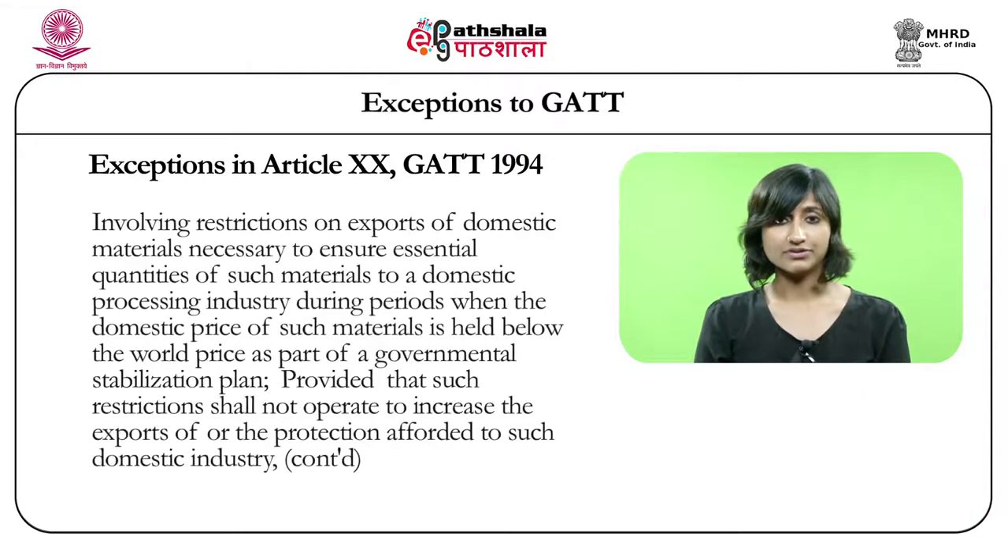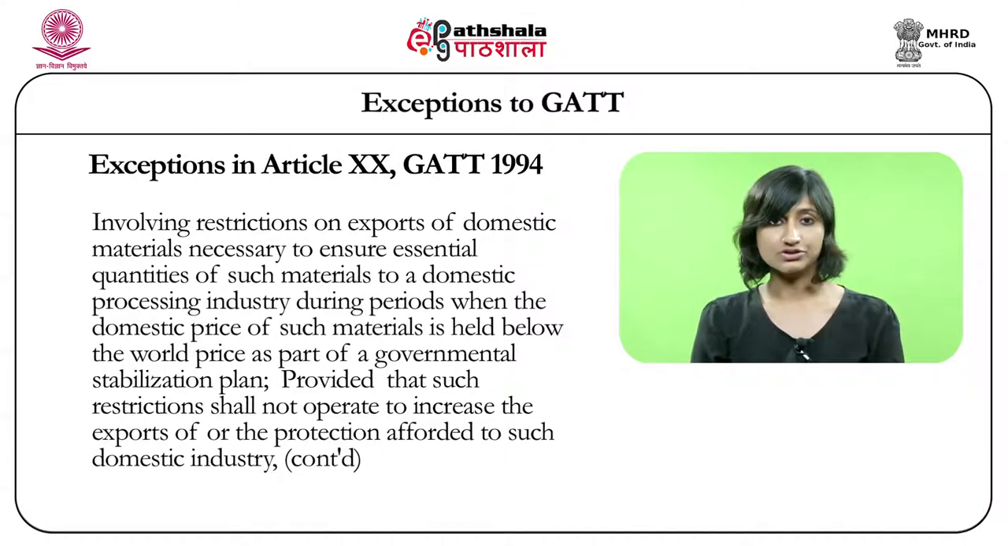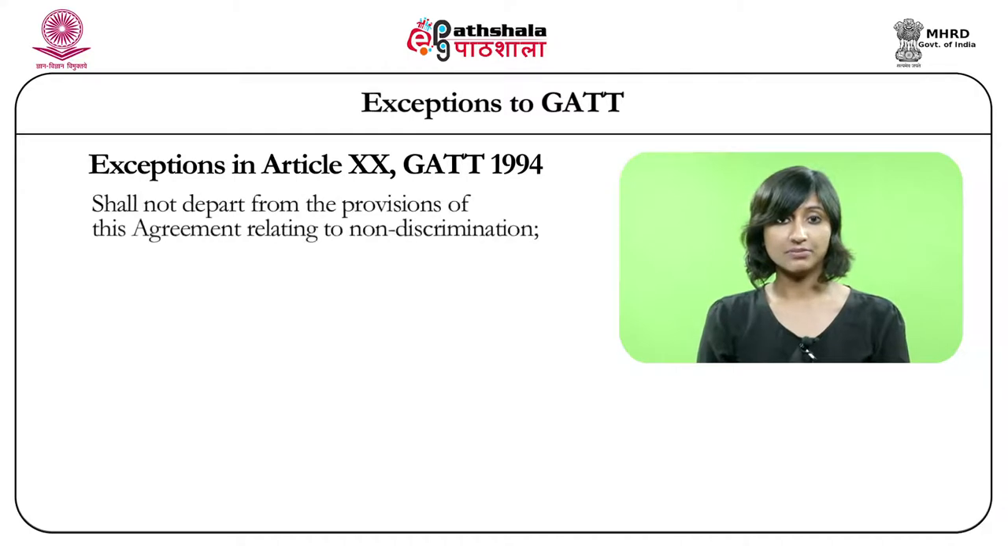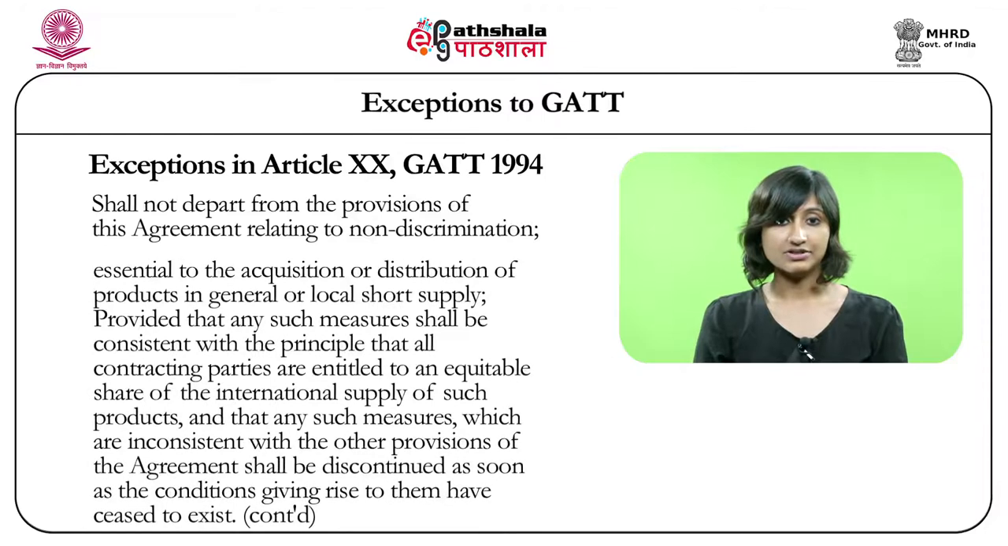I, involving restrictions on exports of domestic materials necessary to ensure essential quantities of such materials to a domestic processing industry during periods when the domestic price of such materials is held below the world price as part of a governmental stabilization plan, provided that such restrictions shall not operate to increase the exports of or the protection afforded to such domestic industry and shall not depart from the provisions of this agreement relating to non-discrimination.